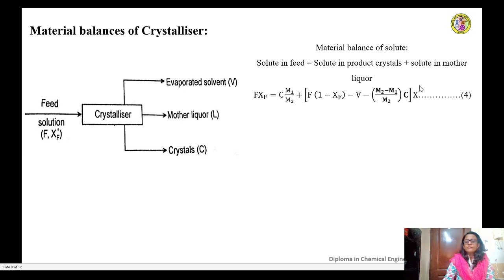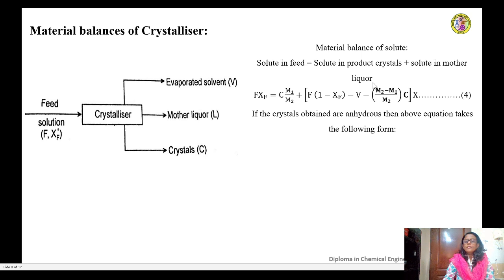X is the solubility at the final temperature, meaning it represents the amount of solute present in 100 parts of solvent at the final exiting temperature. So the amount of solvent into that quantity will give you the total amount of solute that is going out in the mother liquor.